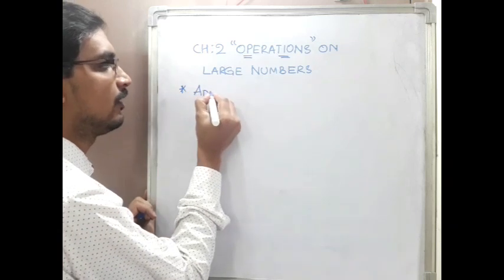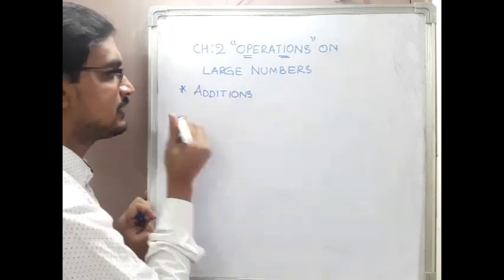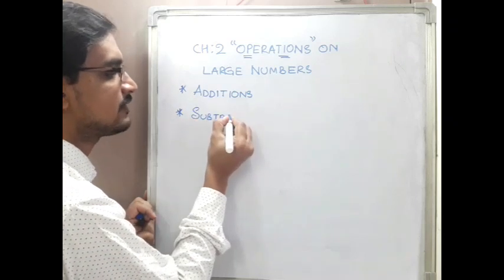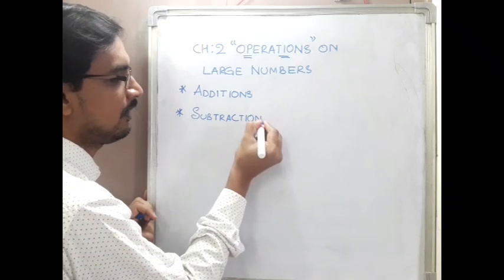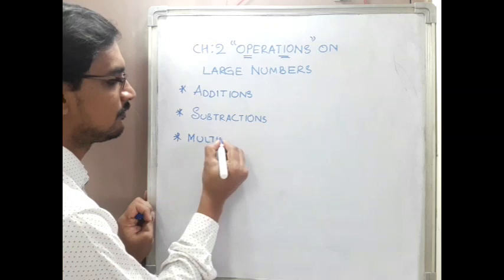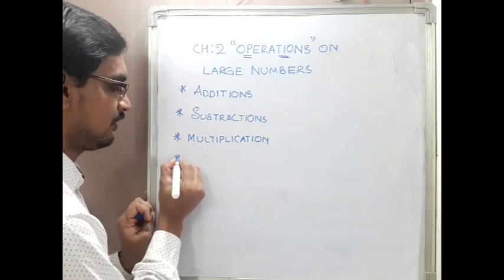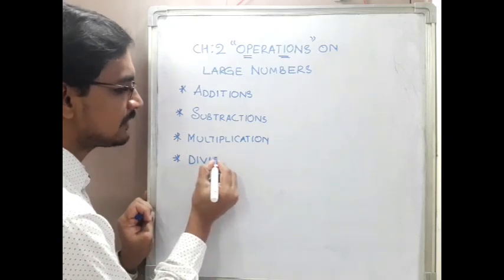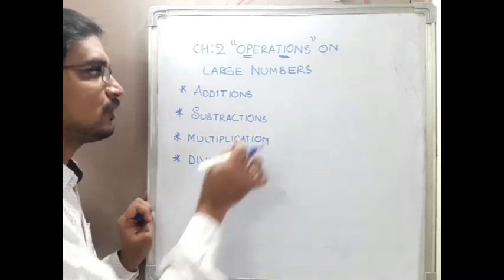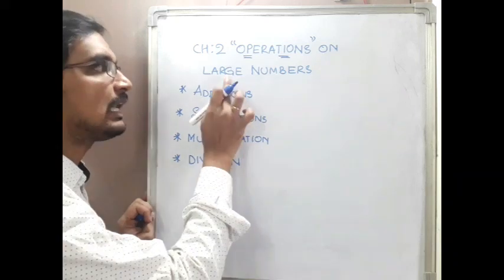Addition. That means we are going to perform some additions on large numbers, and subtractions, and then multiplication, and then division. Don't copy anything from this into your CW or HW. I will send you a separate document with what is to be copied. So we are going to perform these operations, that is addition, subtraction, multiplication, division on large numbers.